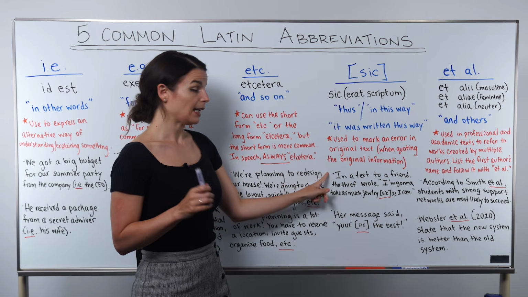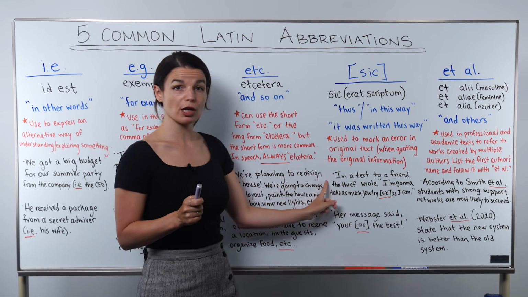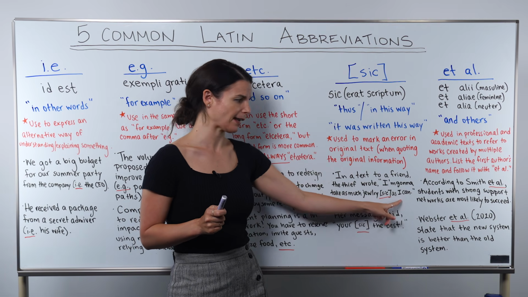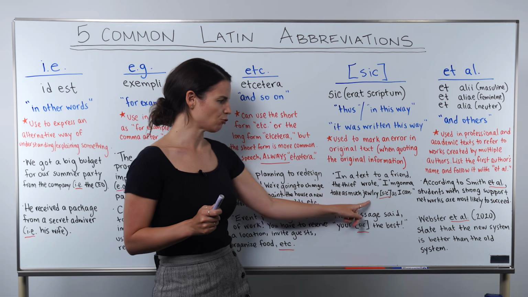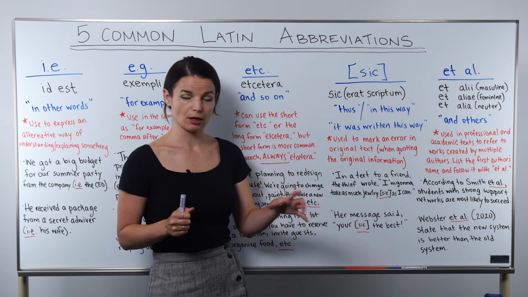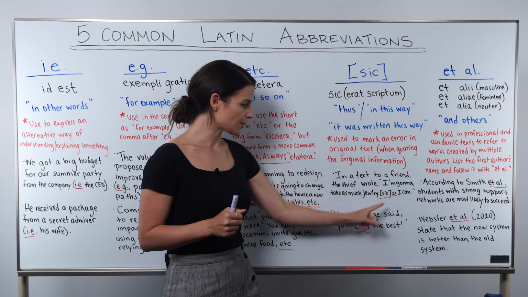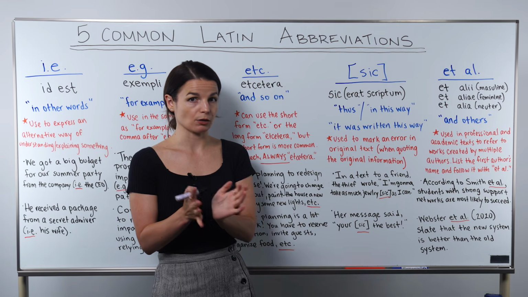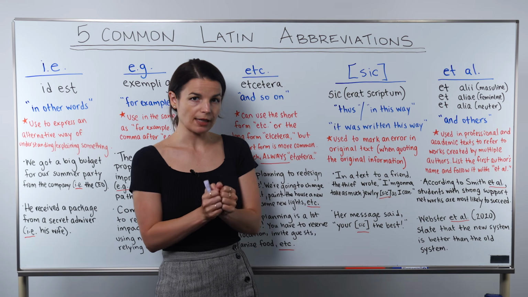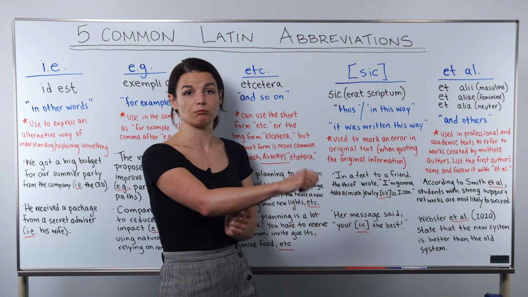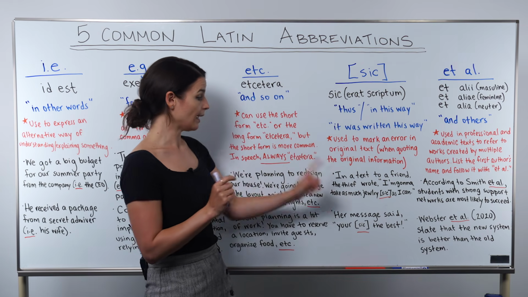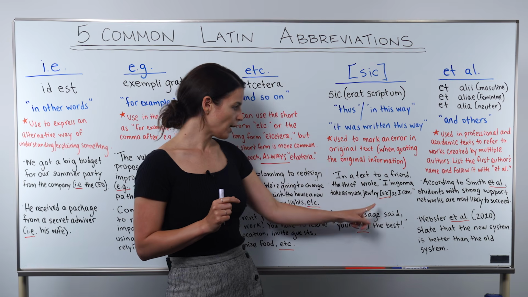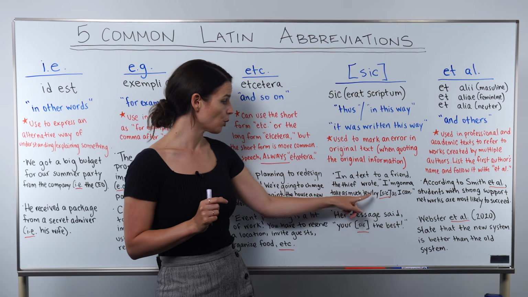Okay, first one. In a text to a friend, the thief wrote, "I'm gonna take as much jewelry [sic] as I can." Okay, so what's happening here? One, this is a sentence talking about a text from a thief. So this is maybe a police or criminal situation, right? So a thief sent a text to a friend about something the thief was going to steal, right? And in the text was this, "I'm gonna take as much jewelry as I can." Here we have this "sic" after the word jewelry.